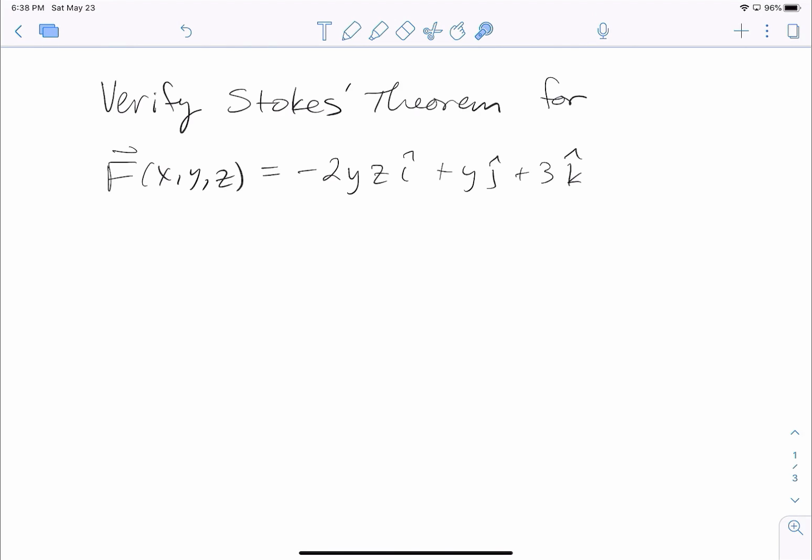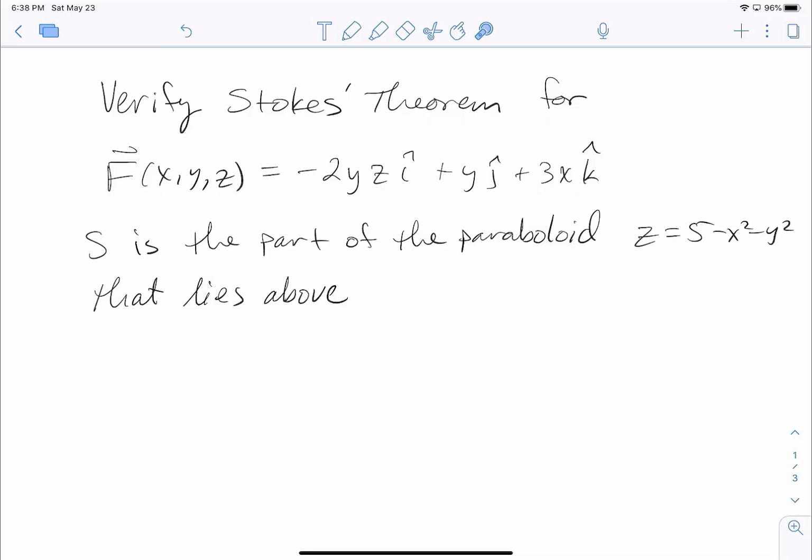We're going to verify Stokes' theorem for the vector field F of x, y, z equals negative 2yz i plus y j plus 3 (whoops, that's plus 3x) k. And S is the part of the paraboloid z equals 5 minus x squared minus y squared that lies above the plane z equals 1, oriented upward.